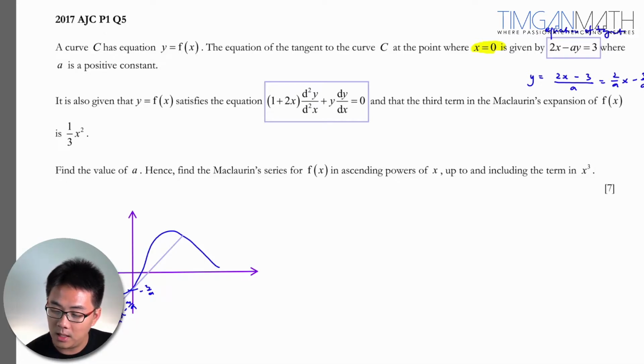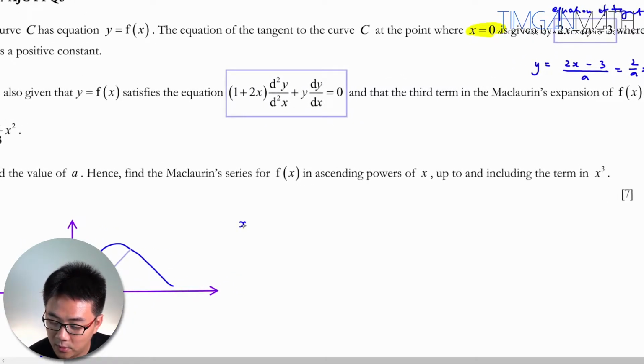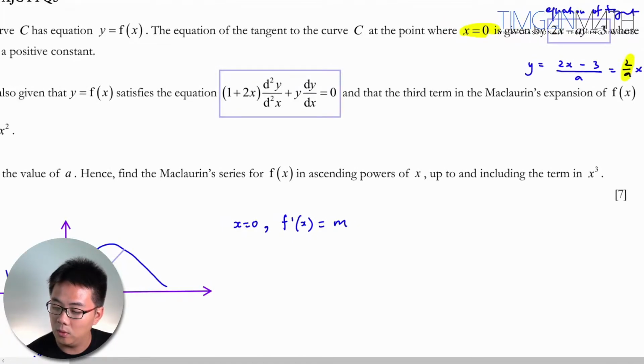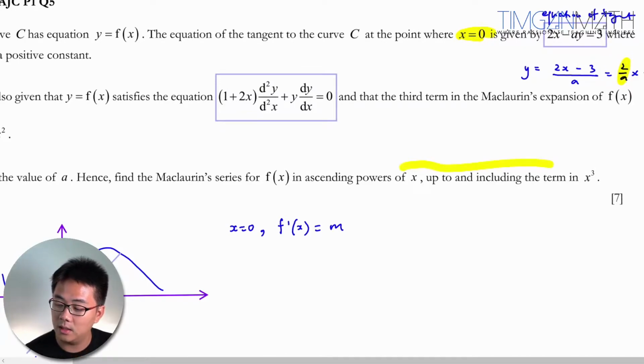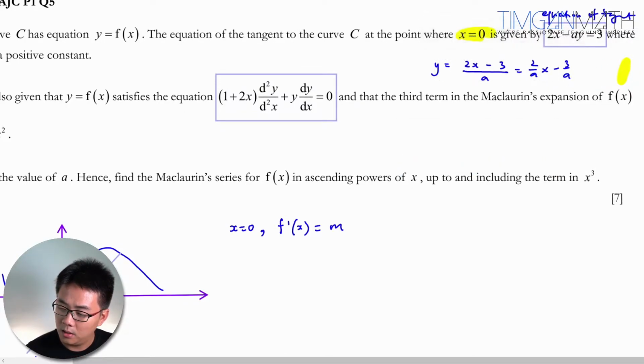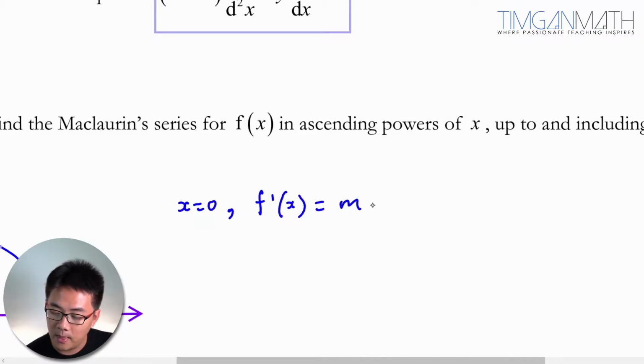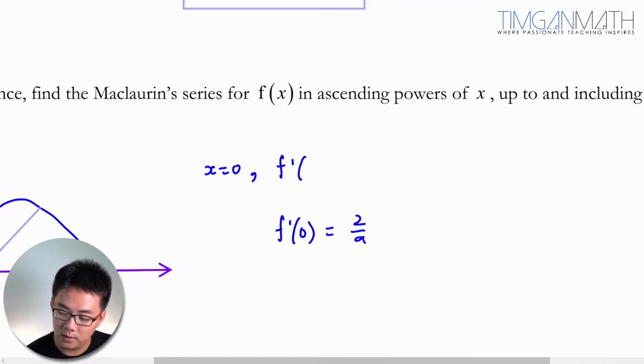So in other words, when x equals 0, your f prime of x will just be equal to m of the line, which is 2 over a. That's the first thing you should be able to tell. That's the gradient of the curve here. So basically, f prime 0 equals 2 over a.